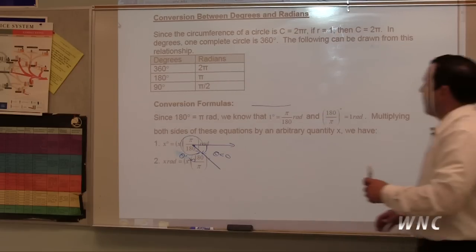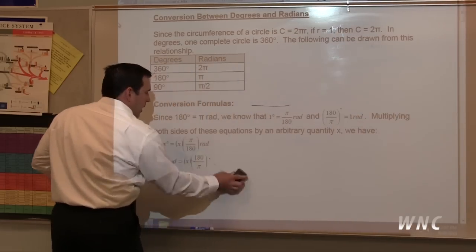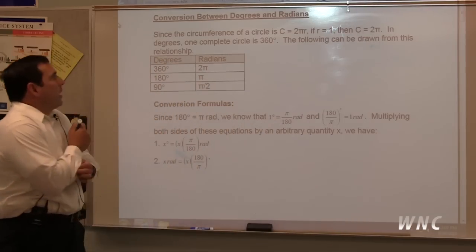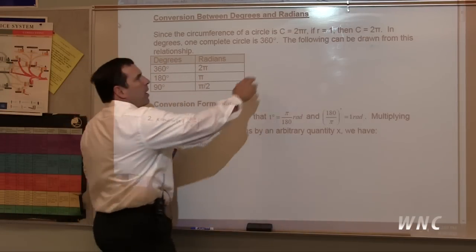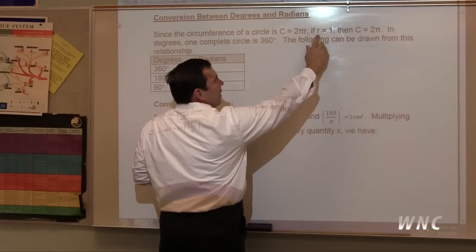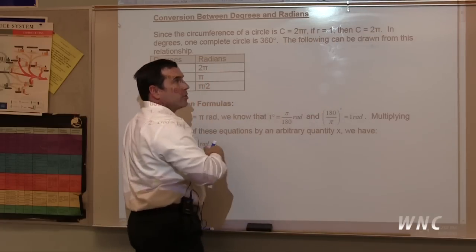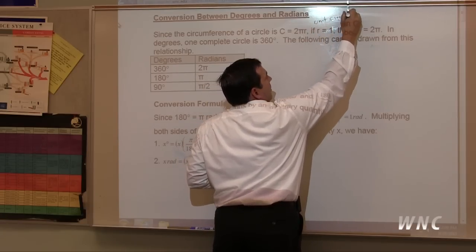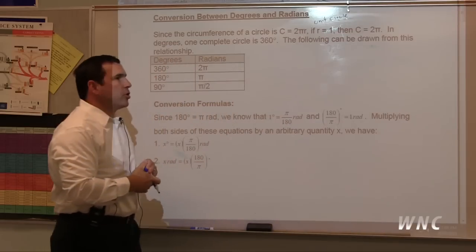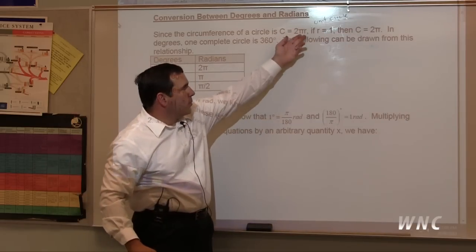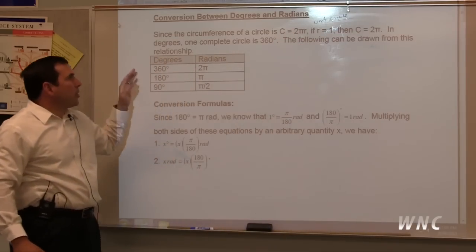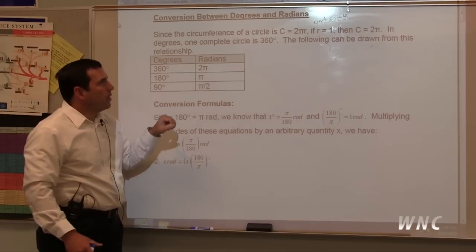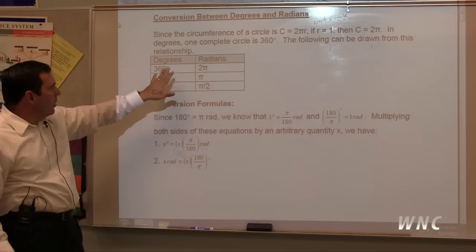Now we're going to talk about the conversion between degrees and radians. Now, the circumference of a circle is 2 pi r. If r equals 1, because we're talking about unit circles, then C equals just 2 pi, because 2 times pi times 1 is 2 pi. So in degrees, one complete circle is 360 degrees. So the following conclusions can be drawn.